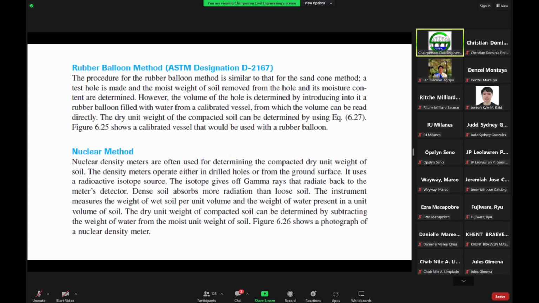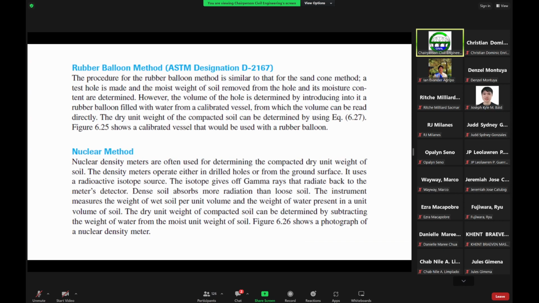Now, we also have what we call the nuclear method. For the nuclear method, we have nuclear density meters, which are often used for determining the compacted dry unit weight of the soil. The density meters operate either in drilled holes or from the ground surface. This method uses a radioactive isotope source. The isotope gives off gamma rays that radiate back to the meter's detector, wherein dense soil absorbs more radiation than loose soil.